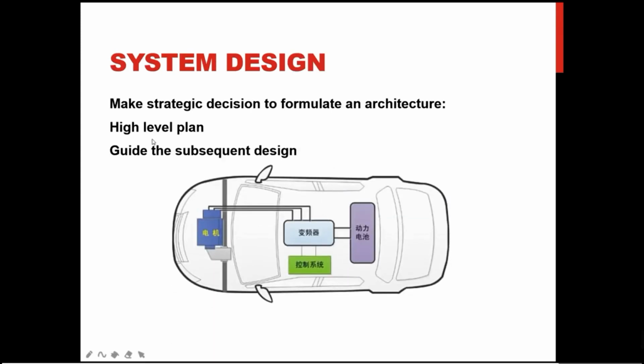And in the system design stage, we will make strategic decisions to formulate an architecture. It means it is a high-level plan. When developing a software, we will design the architecture of the whole software and how to divide the system into different subsystems and how they communicate with each other and so on.